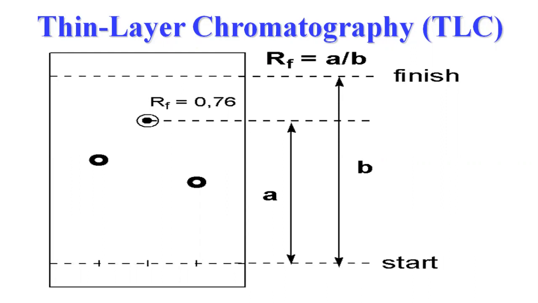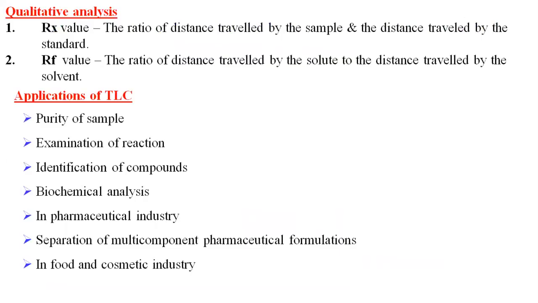That is the distance traveled by the solute and the distance traveled by the solvent. The RF value is A by B, the distance traveled by the solute divided by the distance traveled by the solvent. This is how we do the qualitative analysis. We determine two values: the Rx value and the RF value. The Rx value is the distance traveled by the sample divided by the distance traveled by the standard. The RF value is the distance traveled by the solute divided by the distance traveled by the solvent.